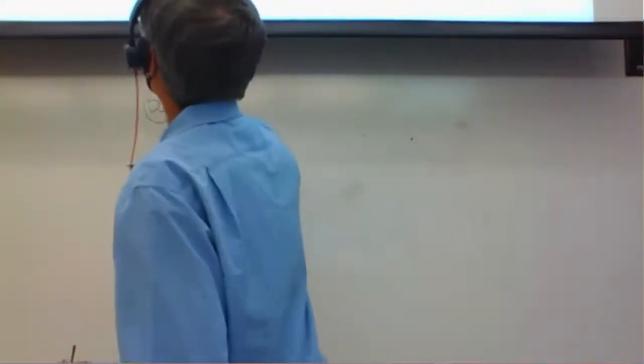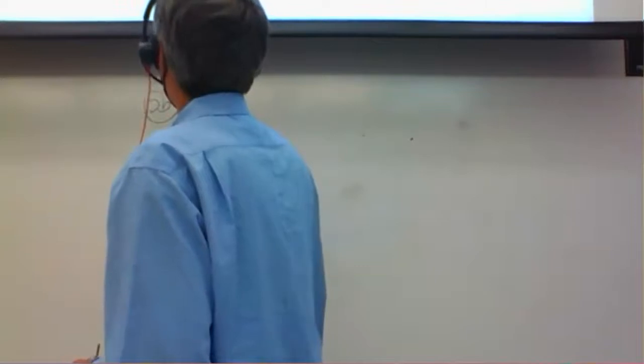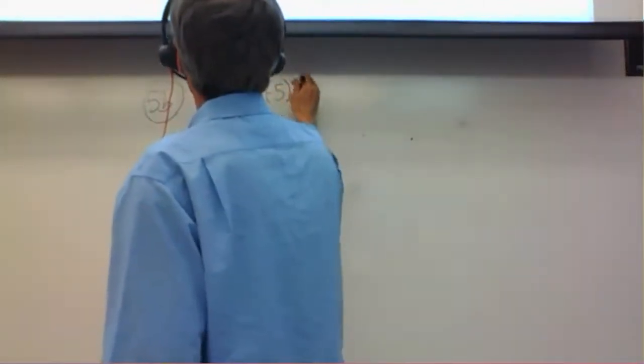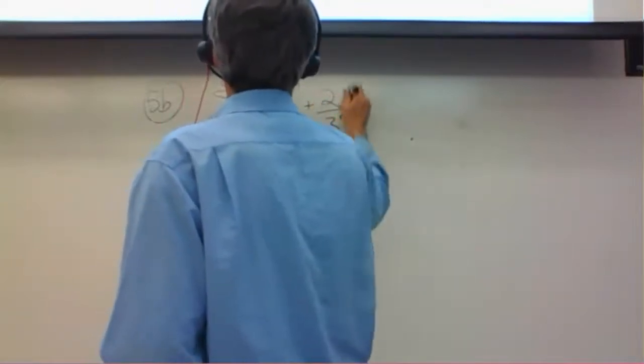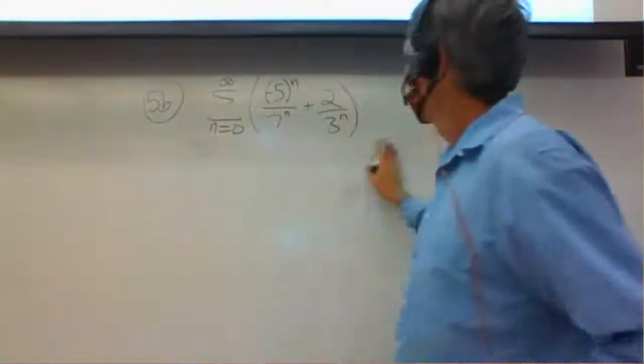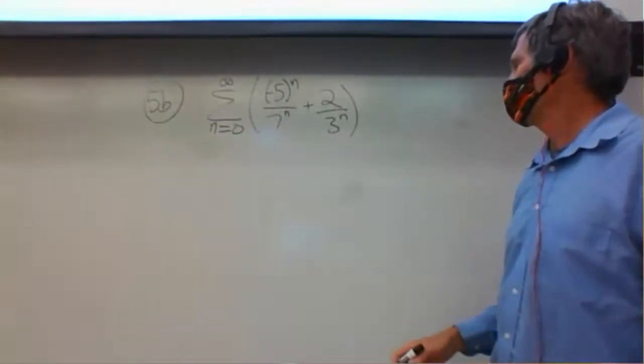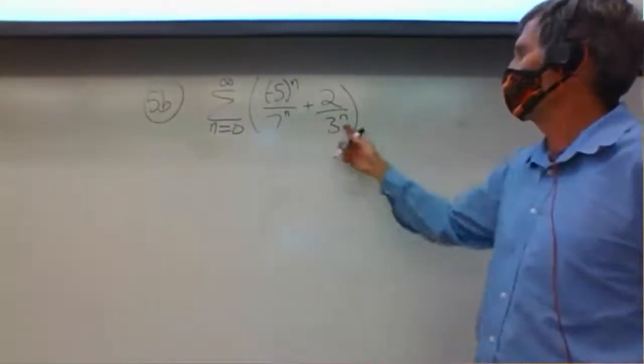How about the next one on there? Suppose I did 5b. I already mentioned a little bit on that. The sum should be n equals 0 to infinity, minus 5 to the n over 7 to the n, plus 2 over 3 to the n. How about that one? Just think every one of these is telescoping or geometric, or the sum thereof.